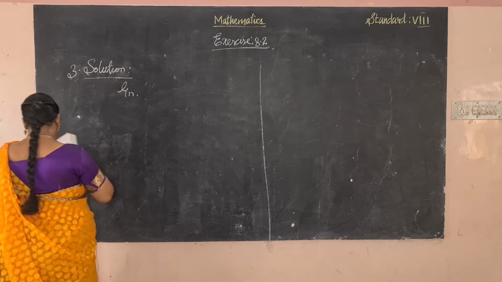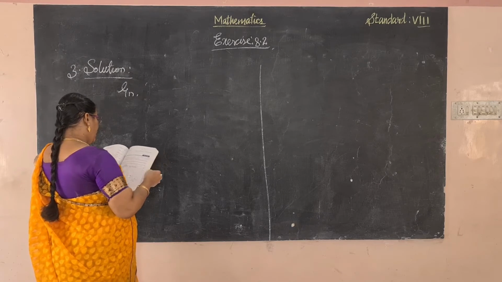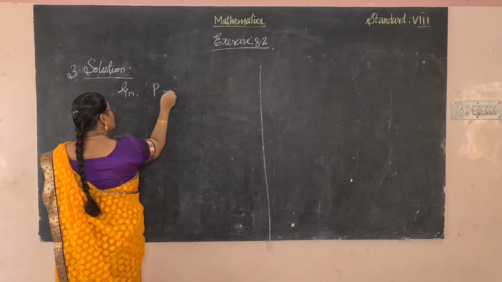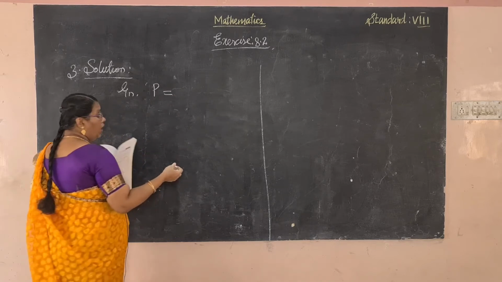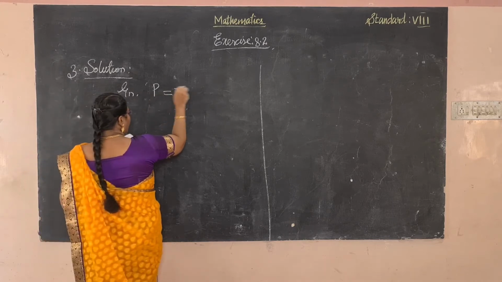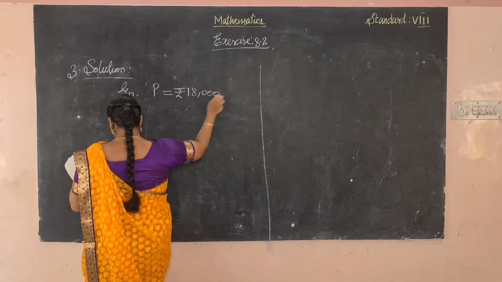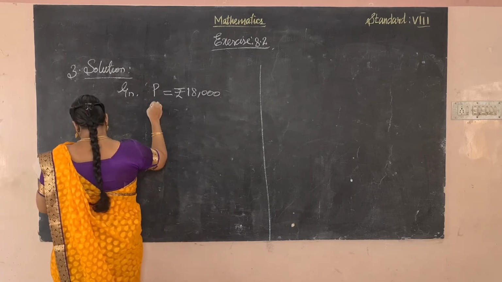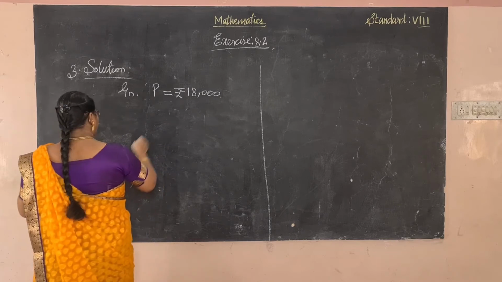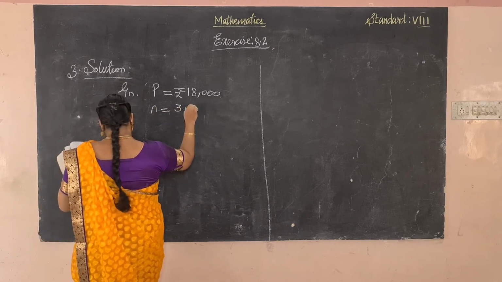Third one. Rama borrowed the rupees. Borrowed, a loan amount, we also consider as the principal amount. So rupees 18,000, and the number of years n is equal to 3 years.